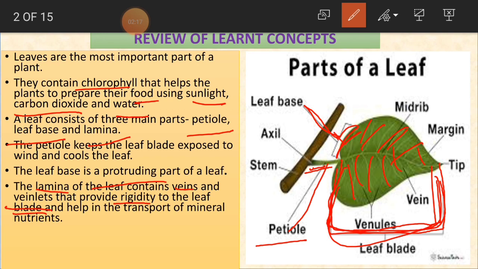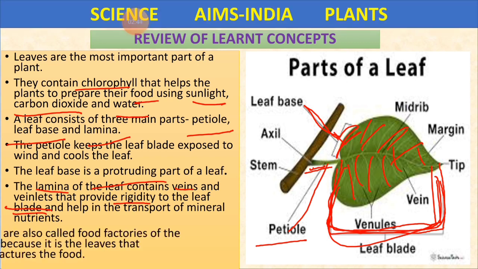Okay, where does the leaf get the water? From the roots. Actually from the roots we get water, and through water we get minerals. That minerals and nutrients are being supplied by the veins. And where are these veins? Yes, they are in the lamina of the leaf. Okay children, clear? Okay then.